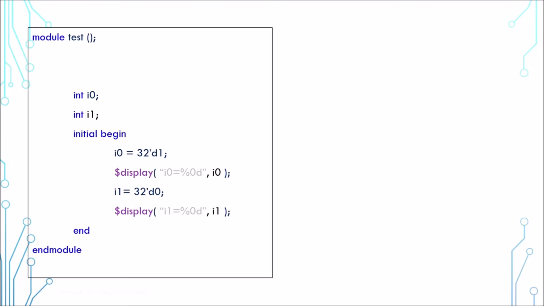Let's take a look at this code. It has two int, i0 and i1. Then it has an initial block, which will update i0 to 1 and i1 to 0. And it uses display to print both values.